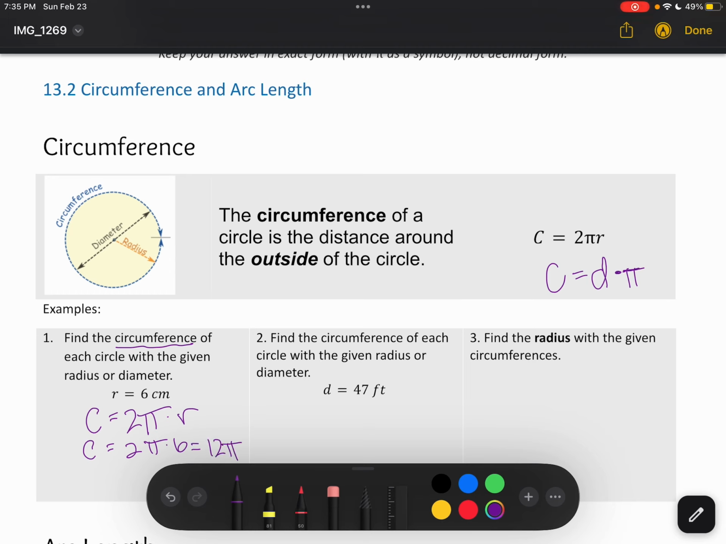And then you'll want to use the double arrow button, the button that looks like this, to change this into a decimal. So in decimal form, that is going to be approximately 37.68.